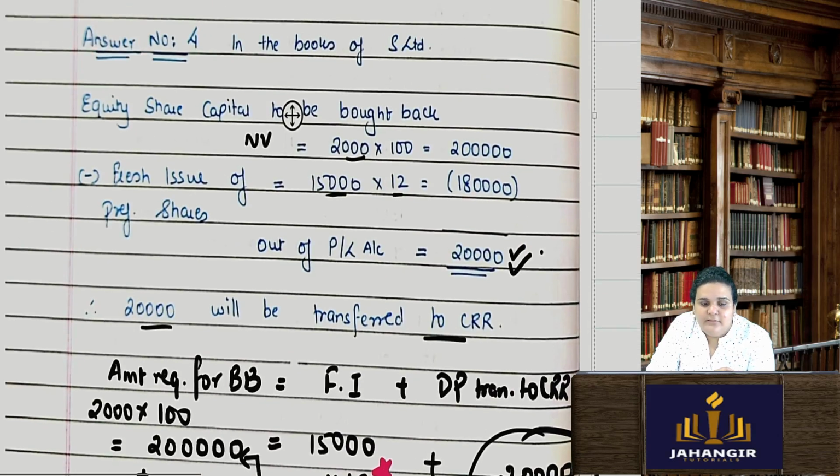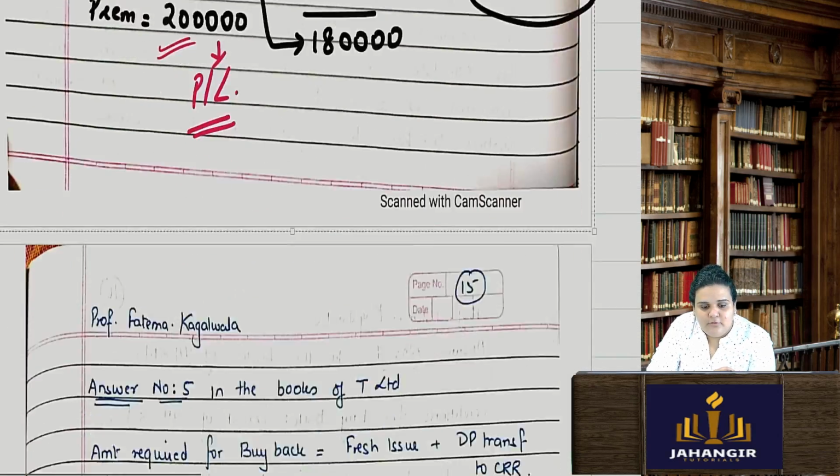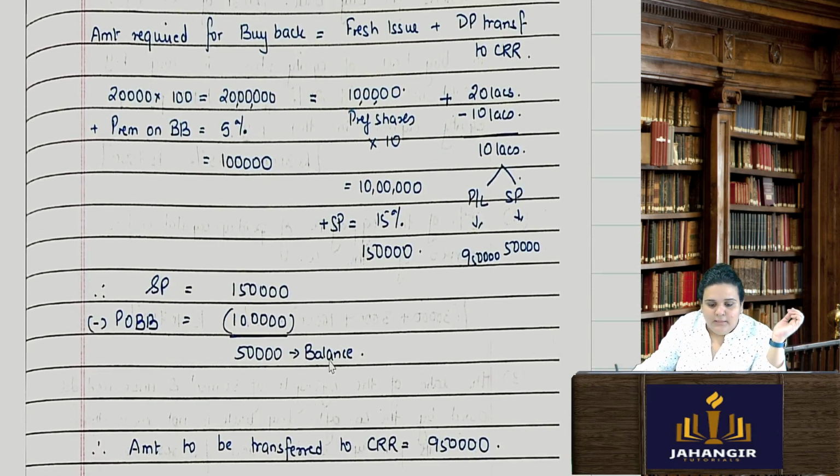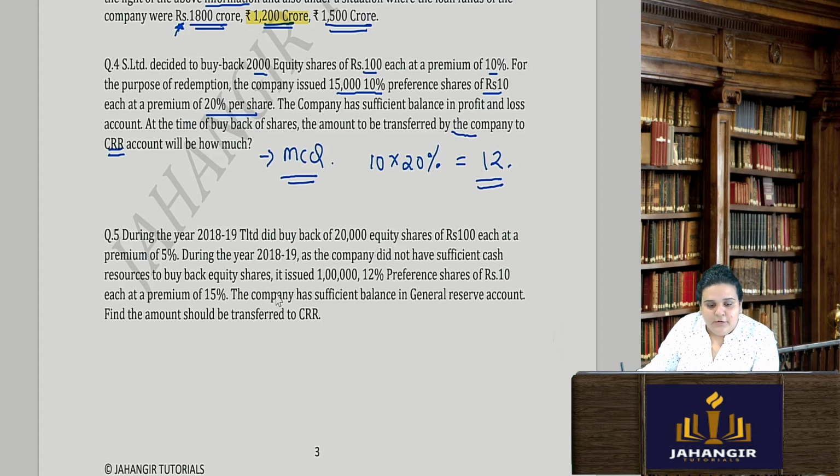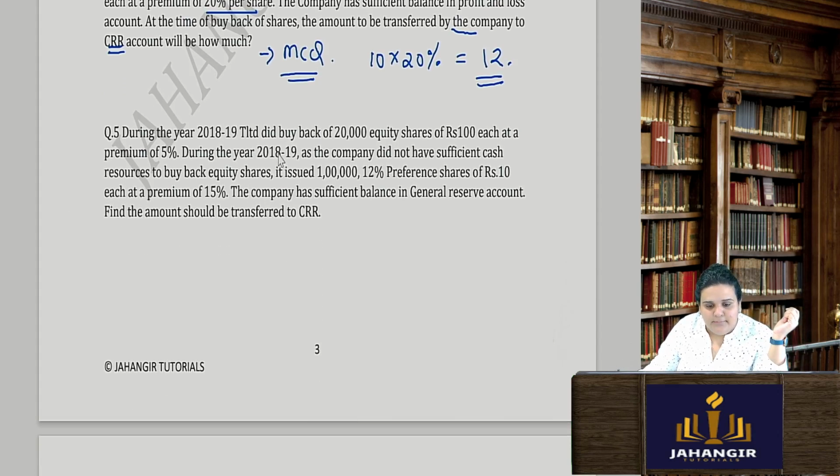Alright, question number 4. There are many such sums in your scanner, like this question number 4. Now see this question number 5. During the year 2018-19, T Limited did a buyback of 20,000 equity shares of rupees 100 each, again at a premium of 5%. During the year 18-19, the company did not have sufficient cash resources to buy back these shares. Therefore, it issued 1,12% preference shares of rupees 10 each, again at a premium of 15%. However, the company has sufficient balance in the general reserve account. Find the amount to be transferred to CRR.